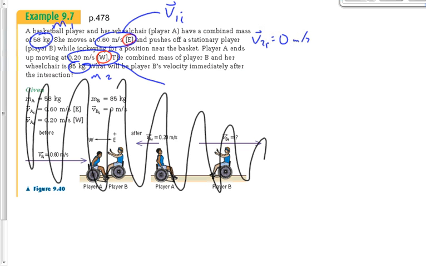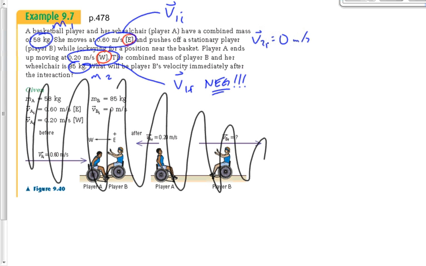0.20 meters per second. We're going to call that V1, player A, V1I or V1F? Sean, V1I or V1F? This velocity right here, the 0.2 to the west. Nope. Player A ends up moving after the collision. Right, V1F. And I'm going to put a little note here that it's negative.